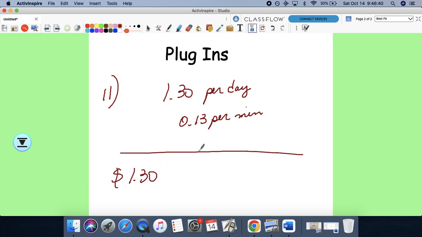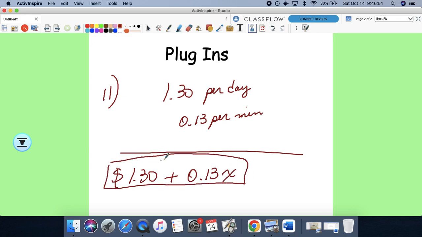So A's gone, and then 13 cents per minute. So 13 cents times X. If you talk for 1 minute, you're going to pay $1.30 plus 13 cents times 1, which is 13 cents, which is going to be 1.43. But A is not correct because they're assuming you're talking 1 minute. We don't know how many minutes you're talking. So the only equation that describes this would be C. Okay, so 11 is C.